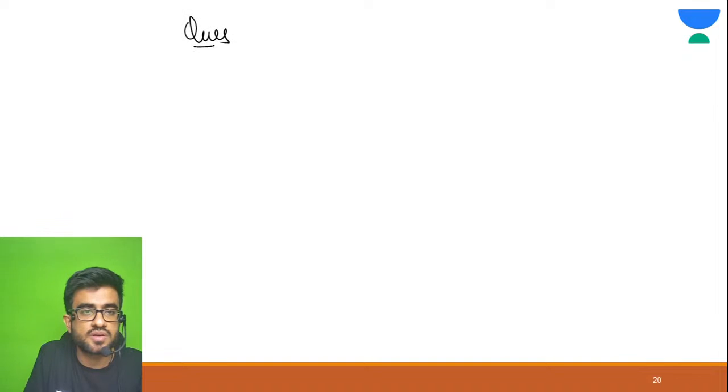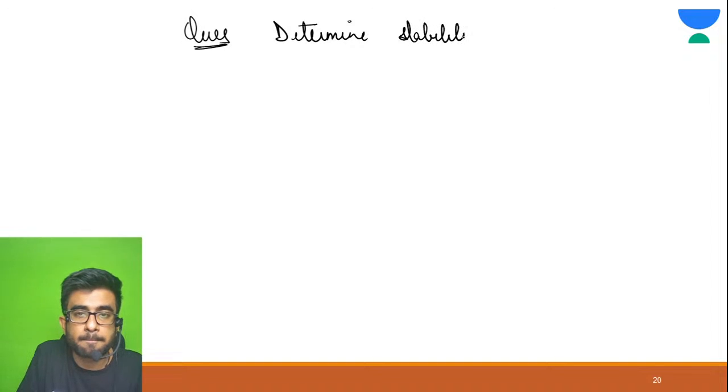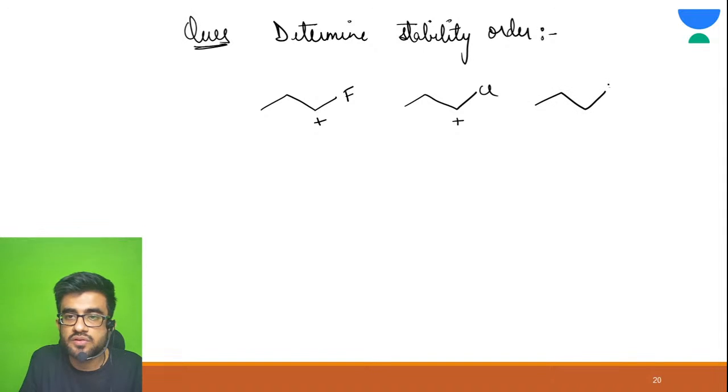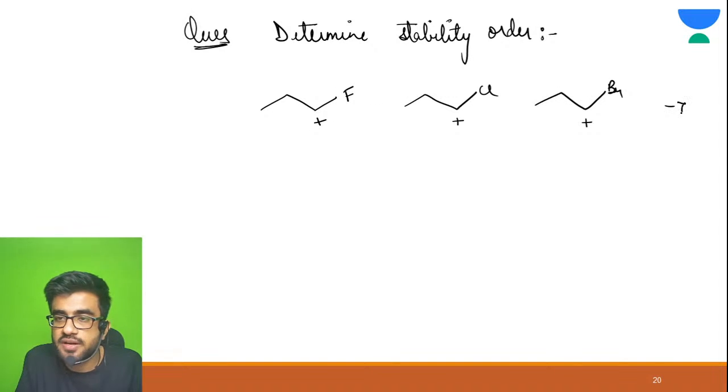The question is: determine the stability order. Suppose there is this fluorine, and this carbon has a plus charge; this is chlorine, this carbon has plus; and this is bromine, this carbon has plus. Now we know this fluorine, chlorine and bromine would show minus I effect.